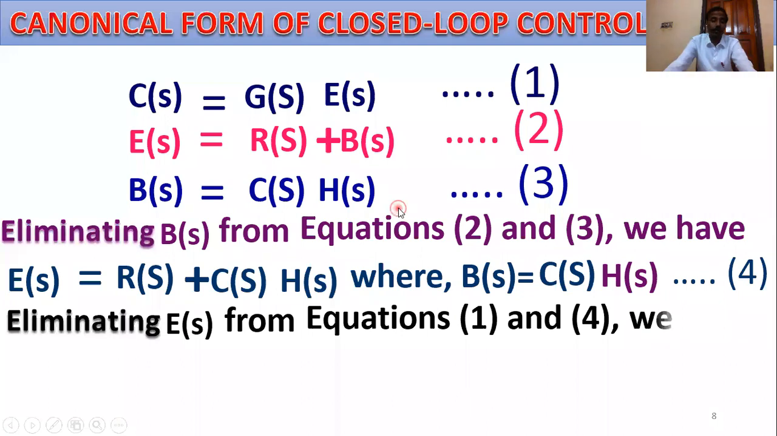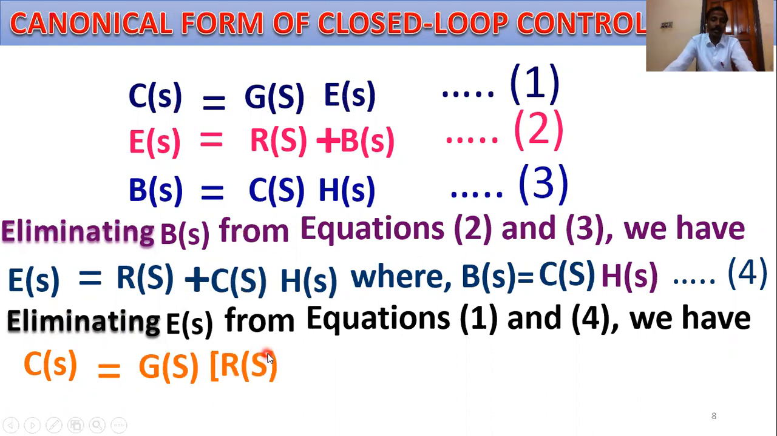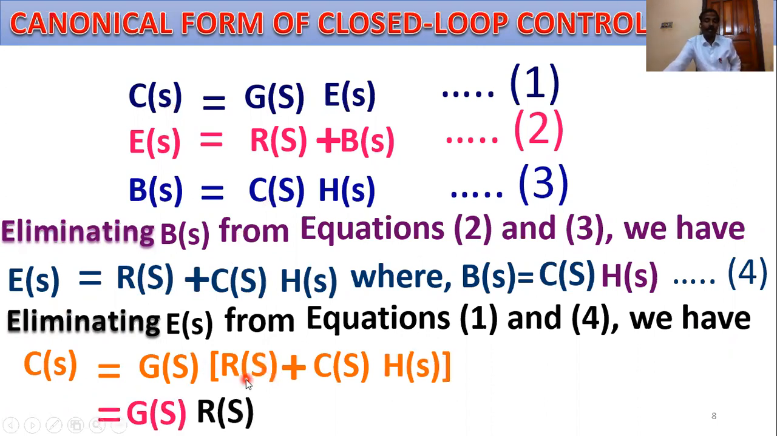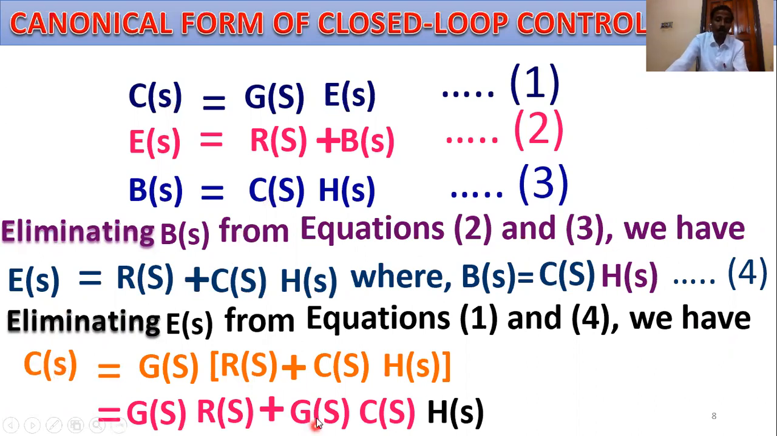Then we get C(s) on the left hand side, and on the right hand side G(s) and E(s), which equals R(s) plus C(s) into H(s). Multiplying, G(s) into R(s) plus G(s) into C(s) into H(s). This is the output equation: the controlled output C(s) equals G(s) R(s) plus G(s) into C(s) into H(s).